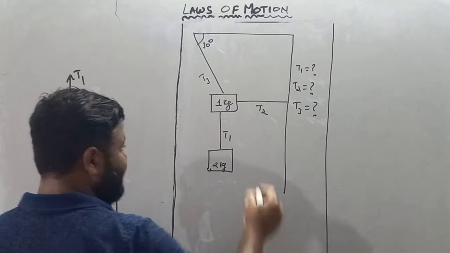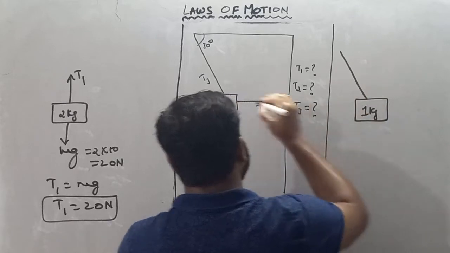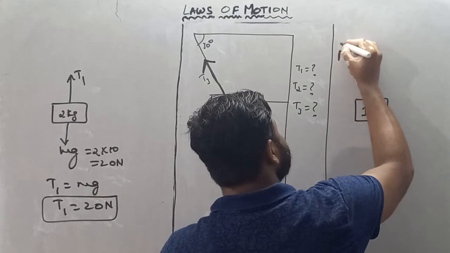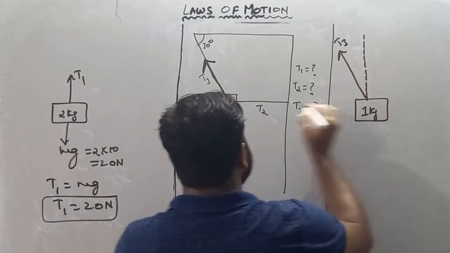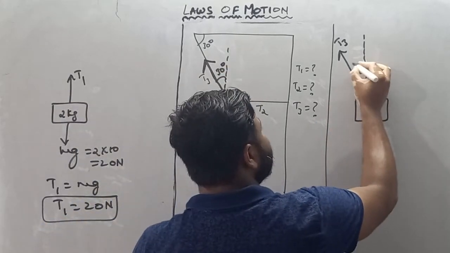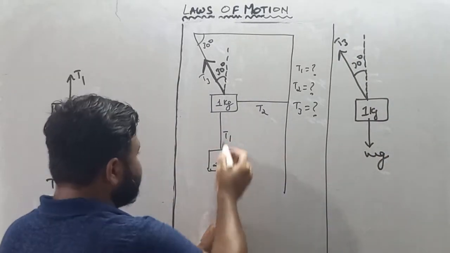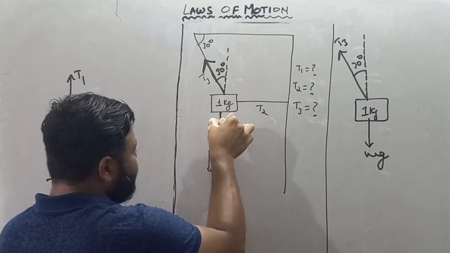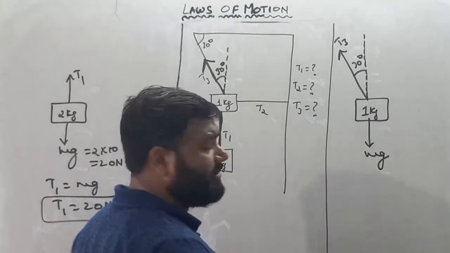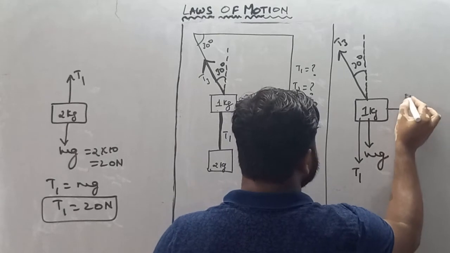So let's make the FBD of this 1 kg block. This is the 1 kg block and a string is there in which tension T3 is present. And we know that tension is nothing but a pulling force. So if this angle is 30, then this angle also becomes 30 degree. Now see, mg must act vertically downward. Similarly, my dear student, this T1 is also connected with this block, so there must be a force T1 which is always away from the body because tension is a pulling force. So T1, and in this direction it is T2.